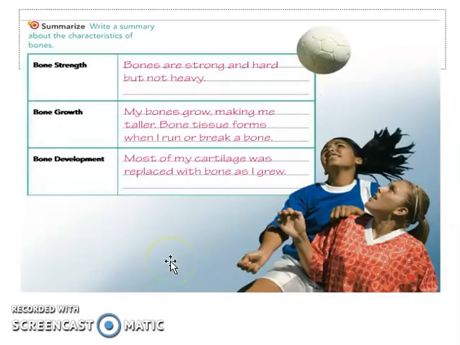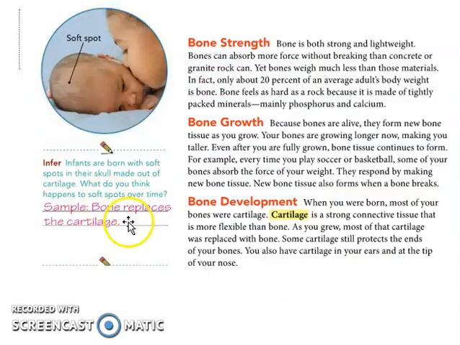Here, summarize. Write a summary about the characteristics of bones. Bone strength: bones are strong and hard but not heavy. Bone growth: bones grow, making me taller. Bone tissue forms when I run or break a bone. So one of the characteristics of the bone is that it can repair itself. Bone development: most of my cartilage was replaced with bone as I grew up. By the way, I forgot to explain this one.